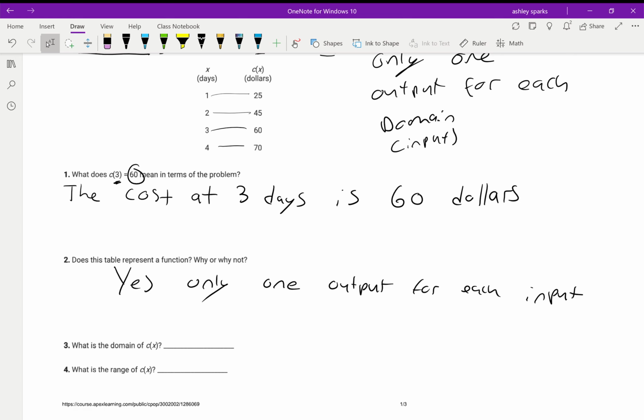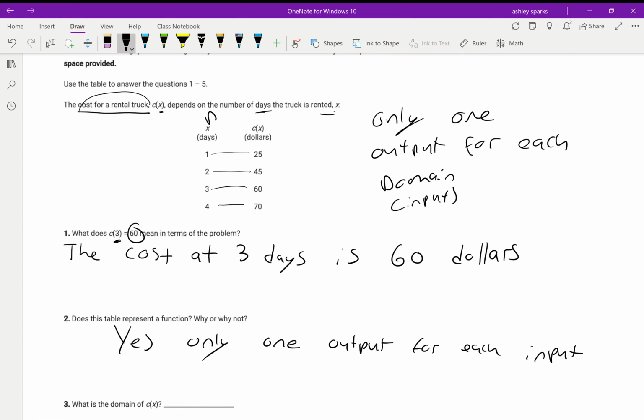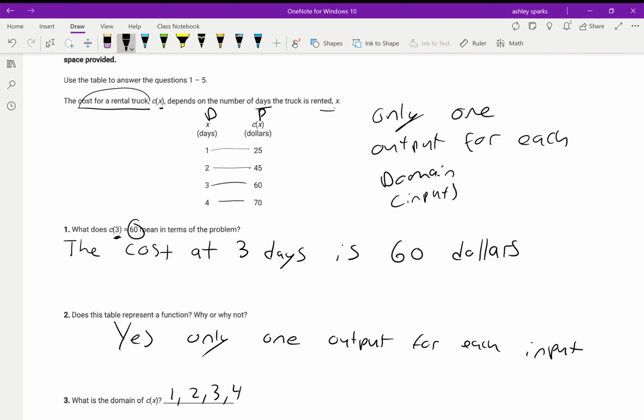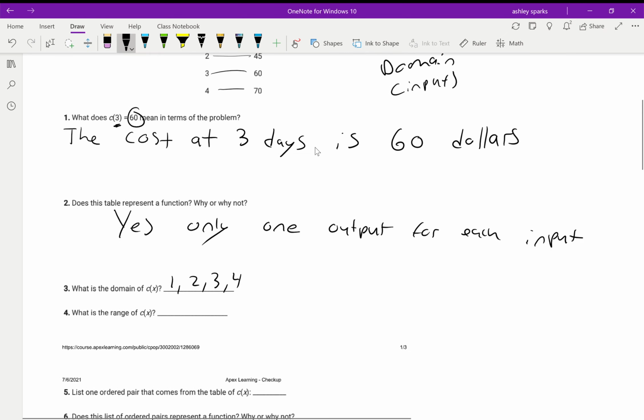What is the domain? The domain is what you put in. So the domain is what we're putting in, or how many days have passed. So it's everything on that side. So it's 1, 2, 3, and 4. The range of this function is what we get out of it. It's that output side. It's the amount of money we have. So it's everything on that output. 25, 45, 60, and 70.